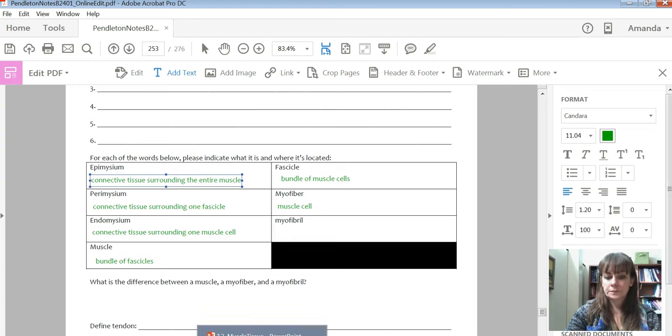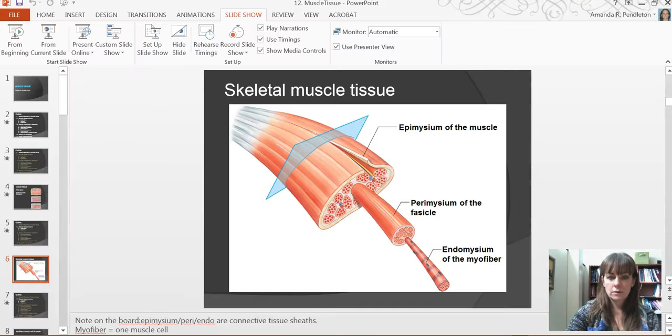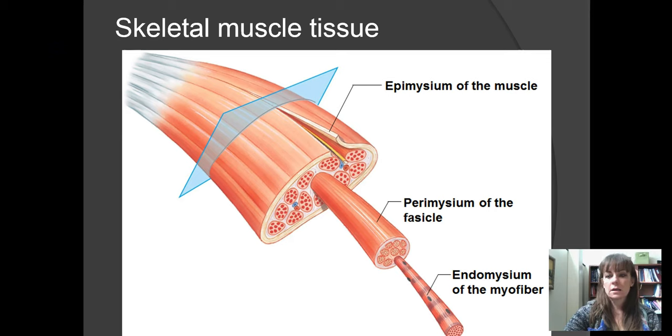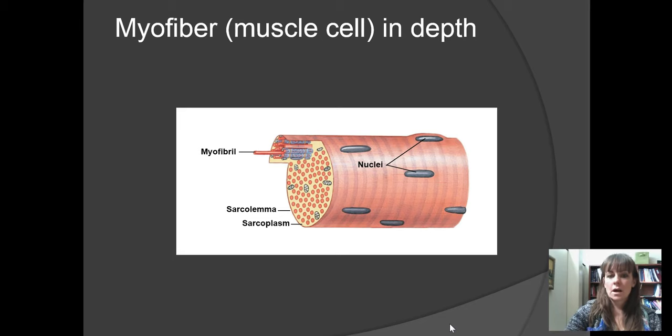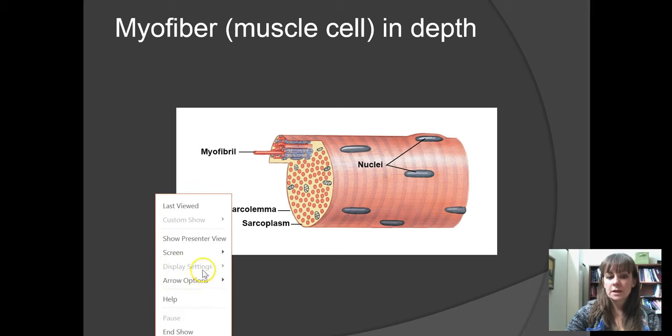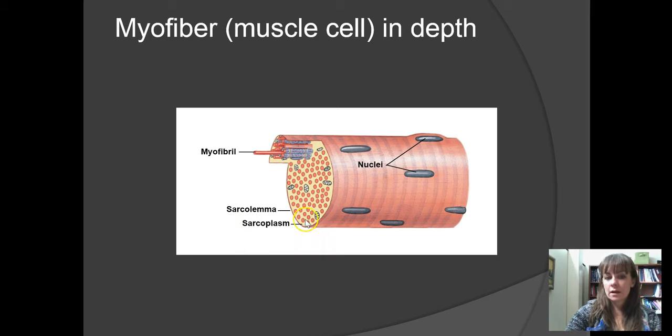So what I'd like to do now is take this myofiber, this muscle cell, and look closer at the cellular structures here. A couple of vocabulary words to think about. Sarcolemma is the same thing as the plasma membrane of a muscle cell. Sarcoplasm is the cytoplasm of a muscle cell.